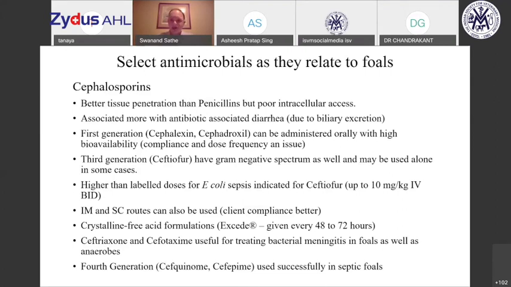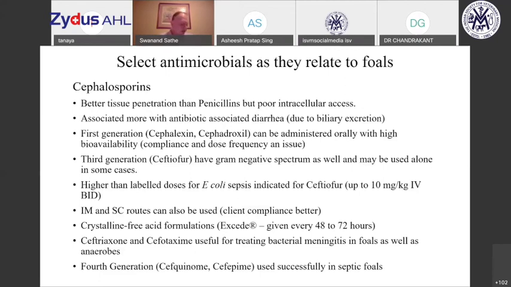There's a formulation, I don't know if it's available in India as well, called Excede. And Excede is a crystalline free acid formulation of ceftiofur. It is a long-acting antibiotic, can be administered every 2 to 3 days. The drawback of Excede, however, in foals is it causes big and hard swellings. At the same time, it takes several hours, about 6 to 8 hours, for Excede to reach MIC concentrations in foals, and hence it should not be used as a first-line treatment in septic animals.